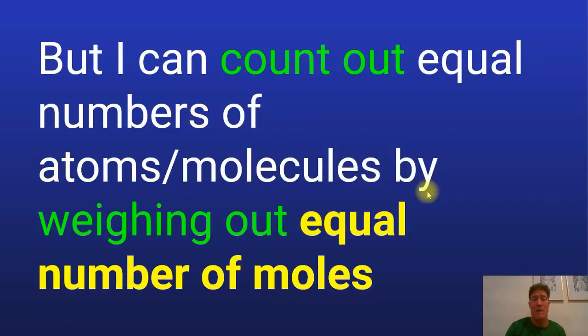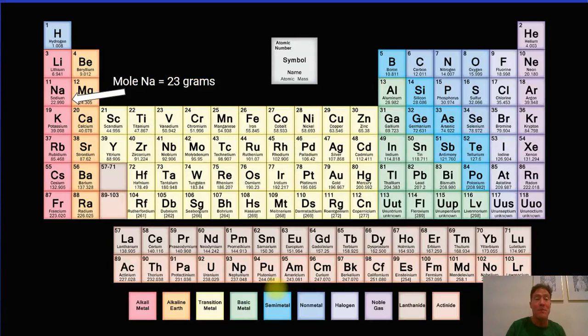But I can count out equal numbers of atoms or molecules by weighing out equal numbers of moles. You see, if I have 1 mole of sodium and 1 mole of chlorine, then they each have the same number, right? An Avogadro's number of each. So I can weigh out a mole of sodium, and I can weigh out a mole of chlorine, and then I can combine them to make salt.